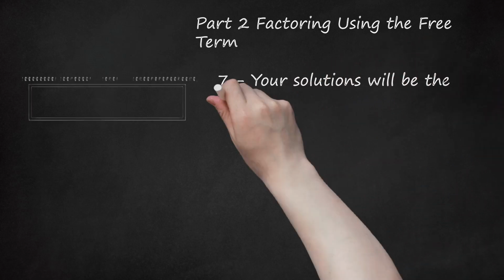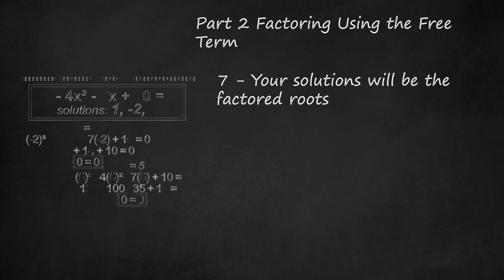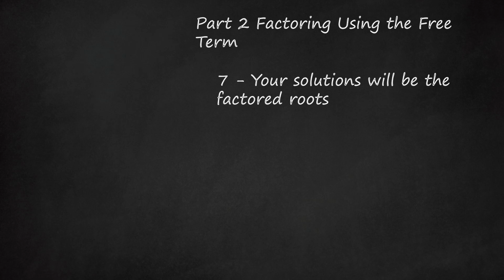7. Your solutions will be the factored roots. You can check whether your solutions actually work by plugging each one, individually, back into the original equation. (x - 1)(x + 2)(x - 5) = 0. This gives you solutions of 1, -2, and 5. Plug 2 back into the equation: 2³ + 4(2)² + 7(2) + 10 = 8 + 16 + 14 + 10 = 0. Plug 5 back into the equation: 5³ + 4(5)² + 7(5) + 10 = 125 + 100 + 35 + 10 = 0.